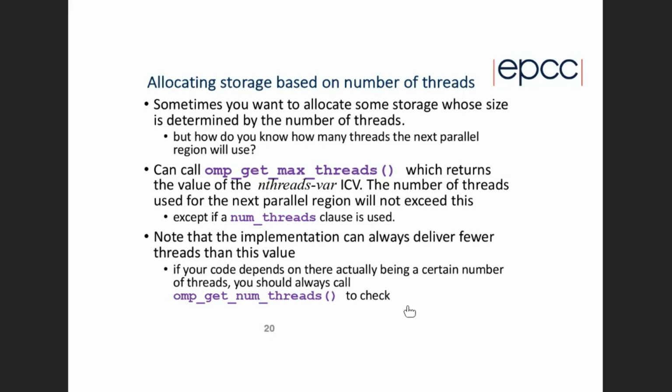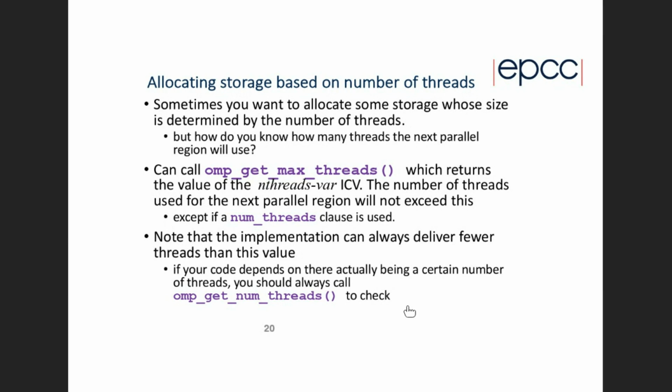What that does is return the value of a particular internal variable. OpenMP has these internal control variables, or ICVs, and this one is the nthreads-var internal variable. You are guaranteed that the number of threads used for the next parallel region will not exceed that value. The only exception is if there is a num_threads clause on the parallel region. Otherwise, you can safely allocate enough storage ahead of the parallel region and be sure that you have enough elements for every thread, for example.